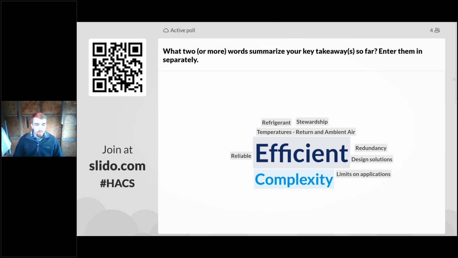Then some other words here were reliable, redundancy, design solutions, refrigerant stewardship. These are all really great words that have a lot of power behind the drive to transforming the market to heat pump water heaters.